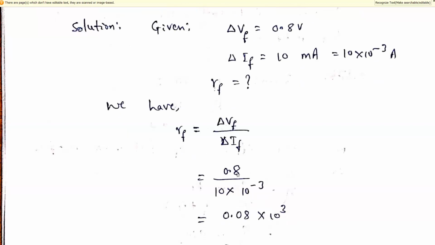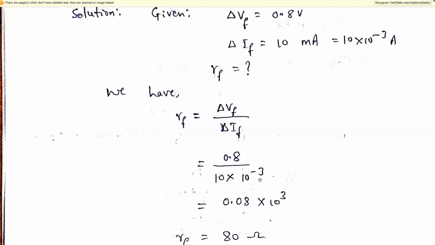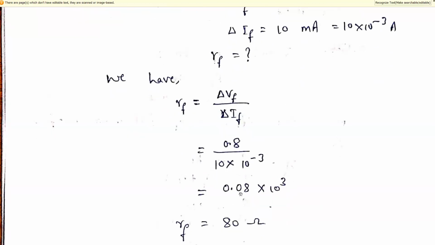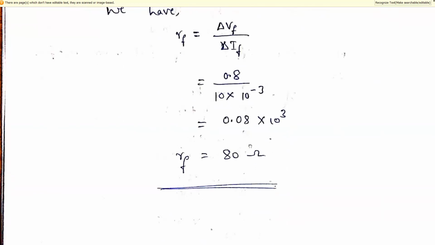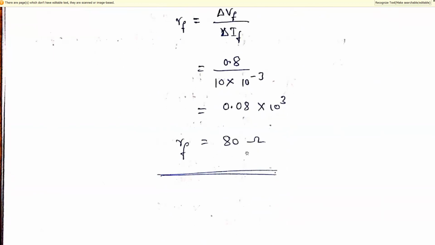It will be 0.8 volt divided by 10 into 10 to the power minus 3. If you simplify it, you will get 0.08 into 10 to the power plus 3. If you take it to the numerator, it will become 10 to the power plus 3. And the final simplification gives you the forward resistance RF is equal to 80 ohm. So this is purely based on Ohm's law. This is about the forward resistance of the semiconductor diode. This is the second problem.